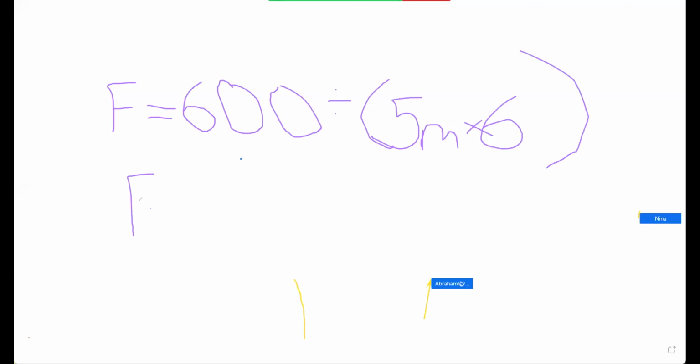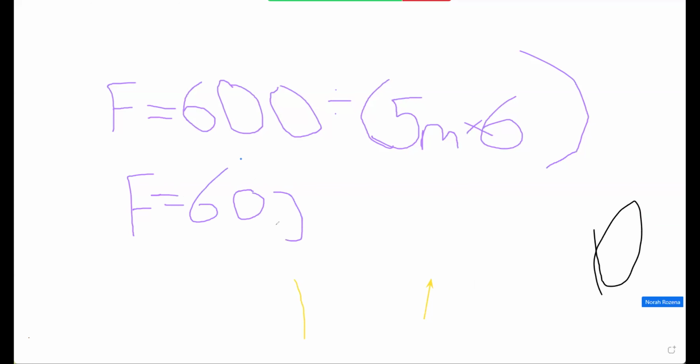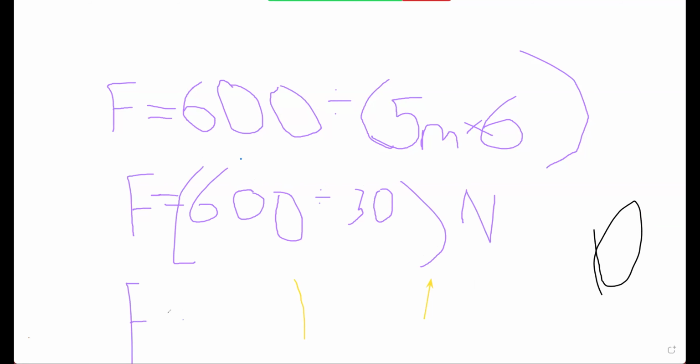So the force will equal 600 divided by 30, in brackets newtons, because force is weight, and the main SI unit for weight is newtons. So force will equal 20 newtons. That's it, sir.